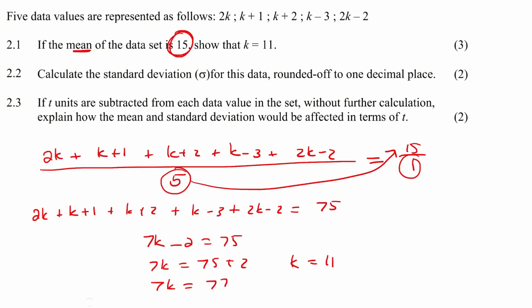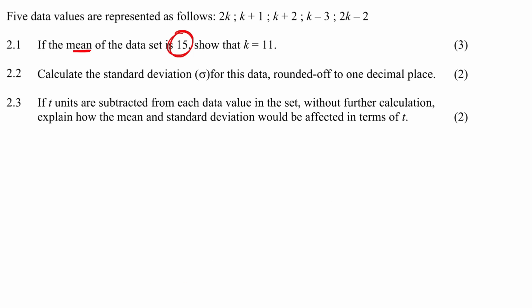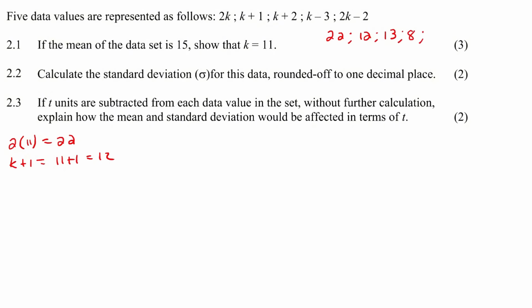Okay, so we need to get our calculators. But first, let's just go work out what these values are. So for example, 2k is going to be 2 times 11, which is 22. K plus 1 is going to become 11 plus 1, which is 12. So you get what I'm doing, right? I'm just plugging the k values in here so I can see what the numbers actually are. So we eventually should get 22, 12, 13, 8, and 20. And now we can go put that on the calculator.